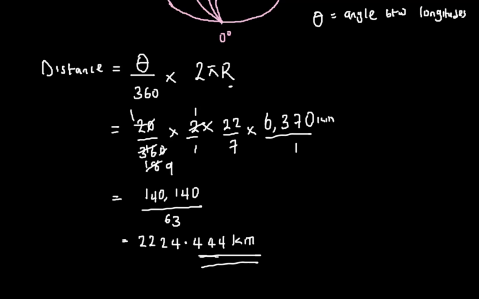So I think what you need to note in this video is that when the great circle is the equator, theta is no longer the angle between latitudes. Instead, it becomes the angle between longitudes. I hope you understand.